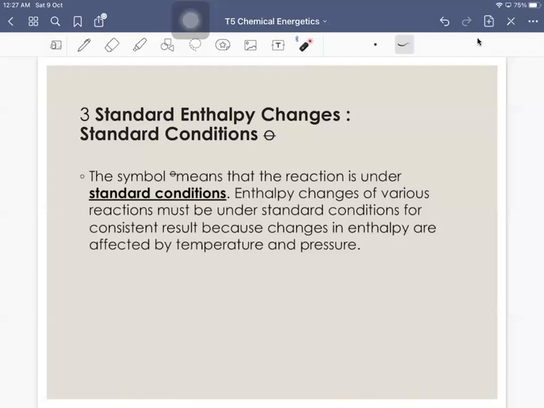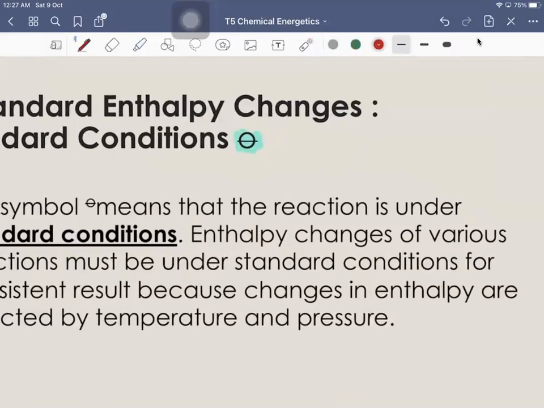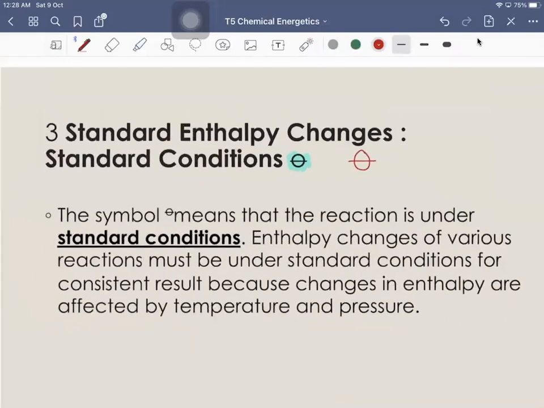Standard condition is this symbol called plimsoll. The way you draw it is just like a circle with a horizontal line across. The symbol means that the reaction is under standard conditions. The reason for these standard conditions is so you can get a consistent result. Otherwise, temperature and pressure would affect your value.